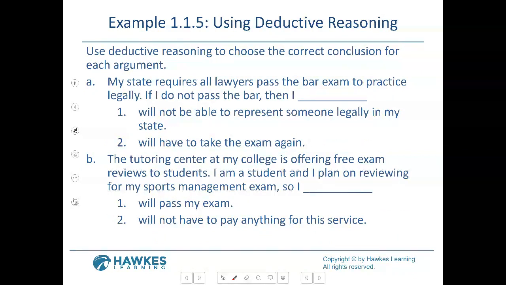You do not have to take the exam again. But you know the accepted fact is that you will not be able to represent anyone, but they can't make you take the exam again.